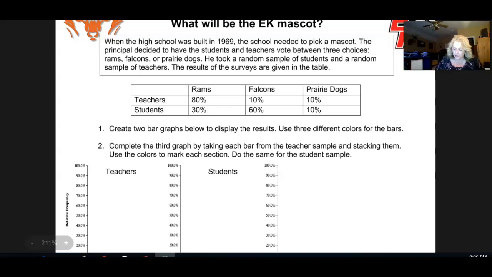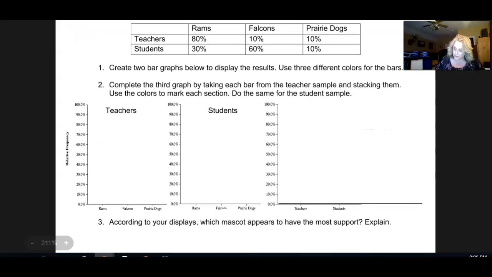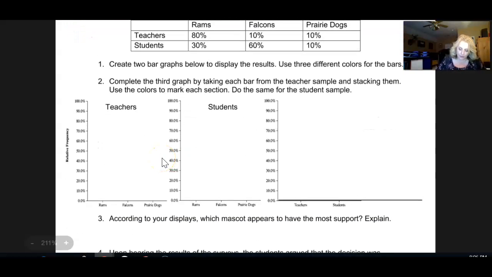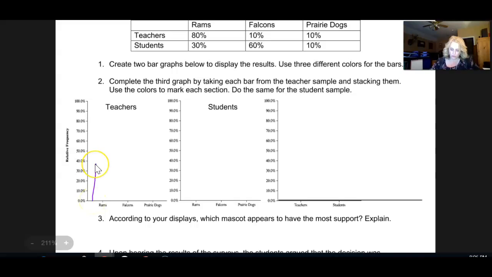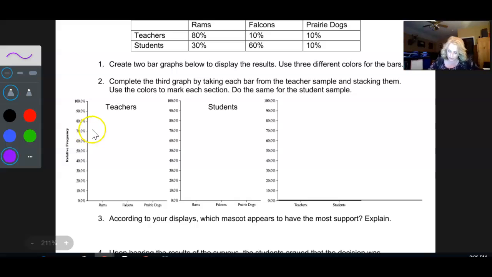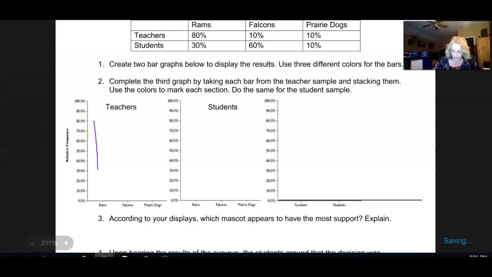Okay, so let me scroll this up, and we can see we're going to do the teachers group first. So I'm going to use purple because I like purple. And we're going to go for the Rams. There were 80% of the teachers. Ooh, yeah, I don't draw very well. I can't even draw a straight line, guys. That's just sad. Okay, so there are my teachers. And then, my Rams, teacher Rams.